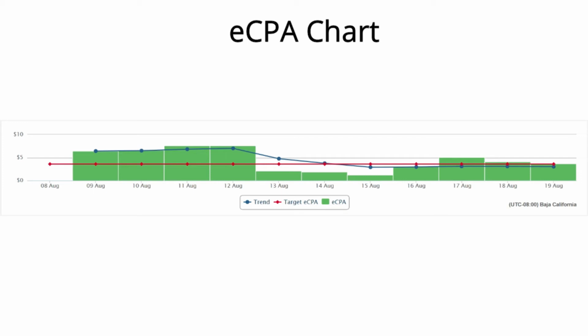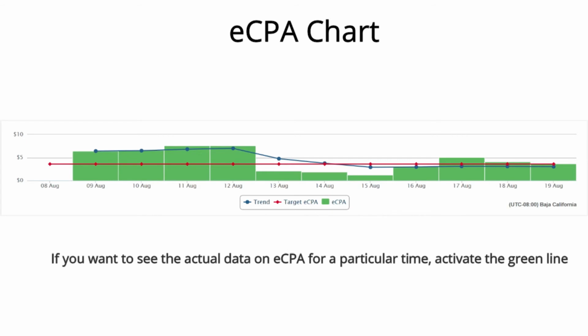The blue line stands for the eCPA of the campaign, and you can see how the eCPA of your campaign is changing on a day-by-day basis. If you want to see the actual data on eCPA for the particular time period, you can activate the green line. You will see that the columns reflect the eCPA of the campaign at any given time period, but by default it is inactive.